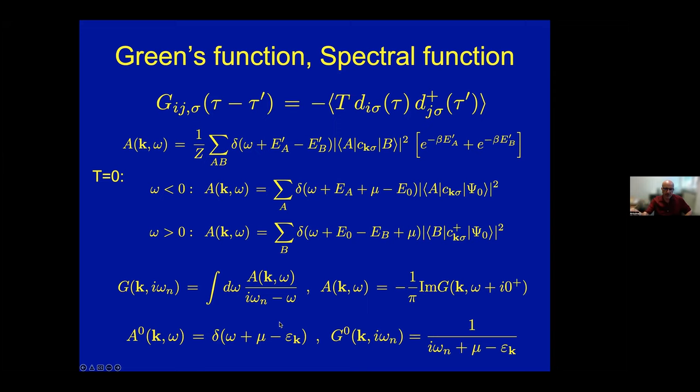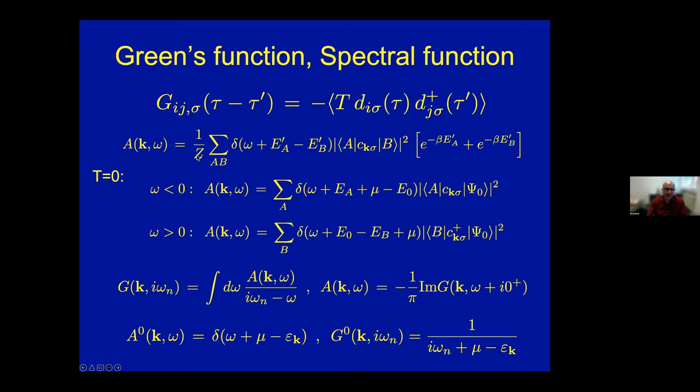And the only way to remove or add an electron is to remove it in an already occupied band or add it in an empty band. And hence this density of states is just a single delta function. But of course, in a solid, this object is a lot more complicated and gives us a lot of information about the physics of the system.